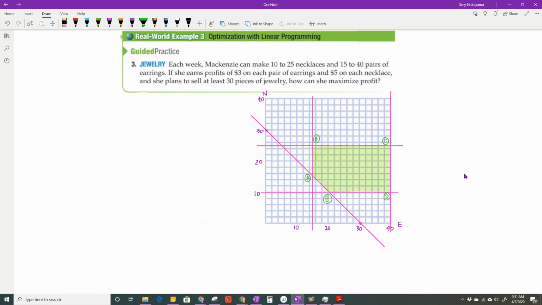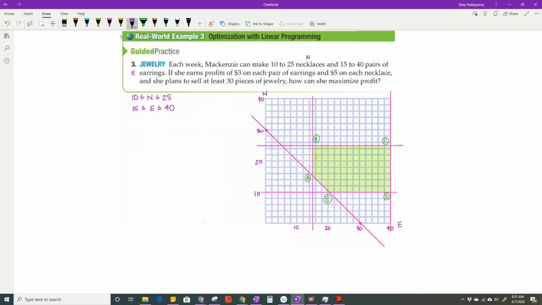So the first thing we're supposed to do is identify the variables. Okay, I'm going to use the letter N for necklaces and E for earrings, just because in word problems, it helps me keep the information straight. If everything's X and Y, I kind of tend to get a little confused. Okay, the next thing I'm supposed to do is write a system of inequalities that goes with my problem. Okay, this says she can make 10 to 25 necklaces. Well, that means that N is going to be between 10 and 25. She can make 15 to 40 pairs of earrings. So E is going to be between 15 and 40.